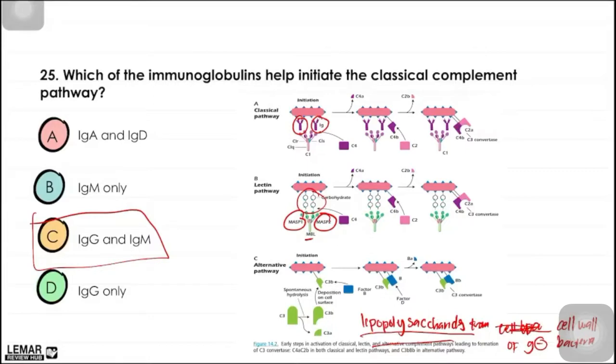Okay, so number 25, the answer is IgG and IgM. How many molecules of IgG again? It should be 2 molecules of IgG, 2 molecules of IgG closely spaced together, side by side, or 1 IgM molecule.